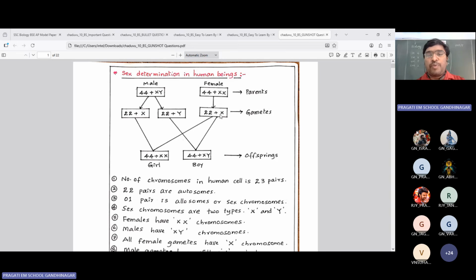Here in females, both are X, no? So 22 plus X gametes, you should write or represent like this. When you fuse these two, XX fusion, here XY fusion, see how the zygote will be. 44 plus XX is a girl, and 44 plus XY is a boy, the offspring.